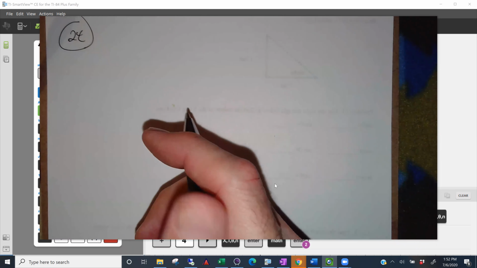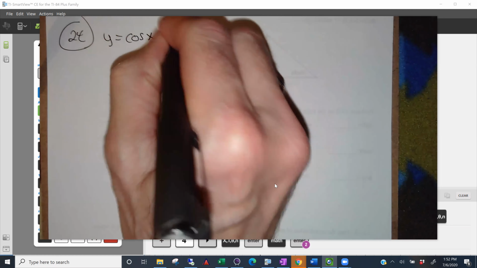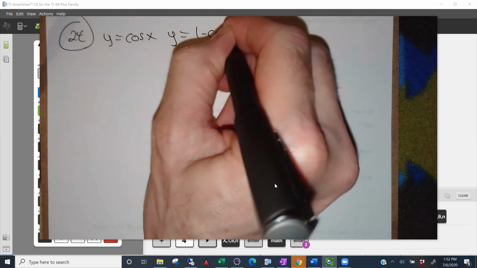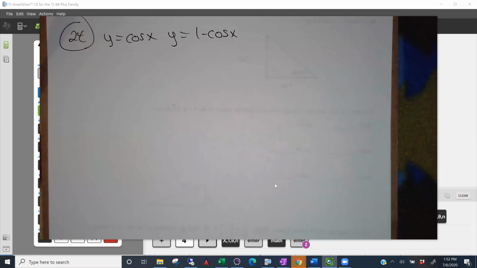So let's take a look at problem number 24. That's 24 if you actually had a physical copy of the book. So it's going to be y equals cosine of x and y equals 1 minus cosine of x. So I think that's going to look like a big pair of lips in kind of a profile way. But let me just double check that with the graph.